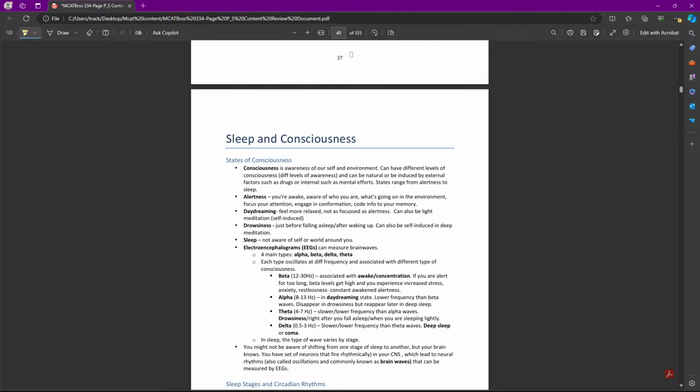Consciousness is the ability to be aware of ourselves and our environment. So when we're in a coma, we're not conscious because we're not aware of our environment. Alertness is when you're awake and aware of where you are and what's going on in your environment. A coma is the opposite. Daydreaming is feeling more relaxed, not as focused as alertness, and can be a light meditation. Drowsiness is just before falling asleep or waking up, and can also be self-induced through deep meditation.